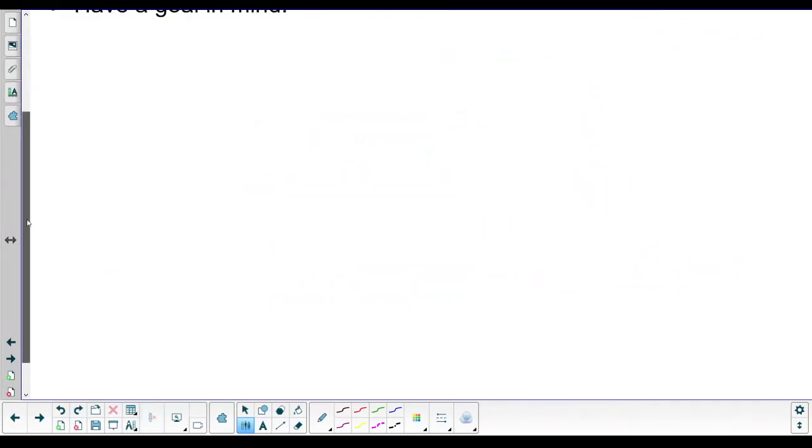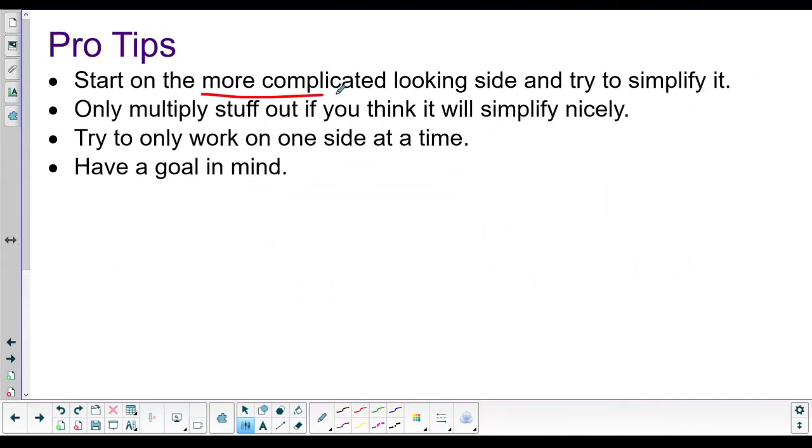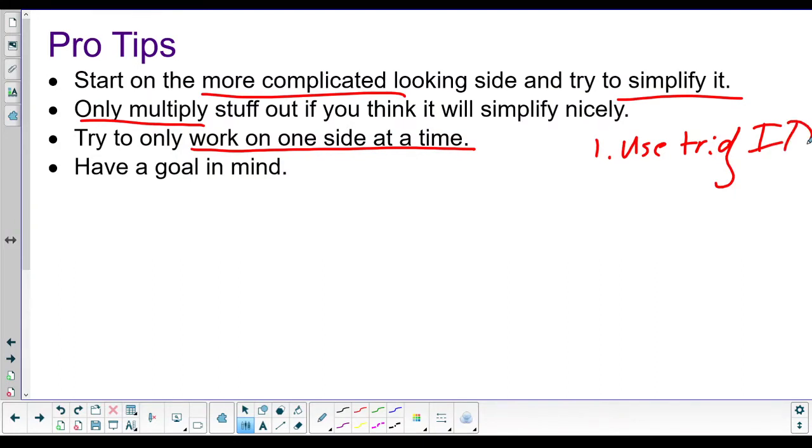Okay? So you're going to work on the more complicated side and simplify it. You're going to do this one side at a time. You're going to see multiplication occasionally. The first step is not always multiply. Sometimes step 1 is use trig identities. And then step 2 is multiply.